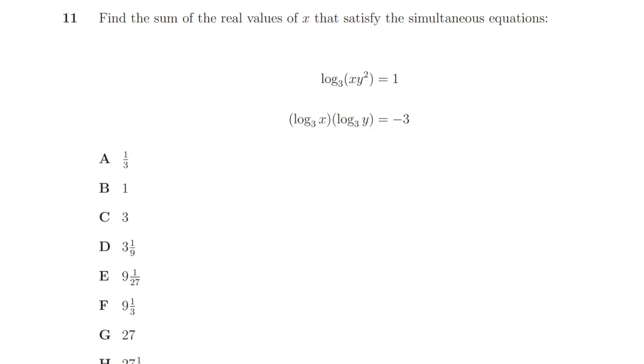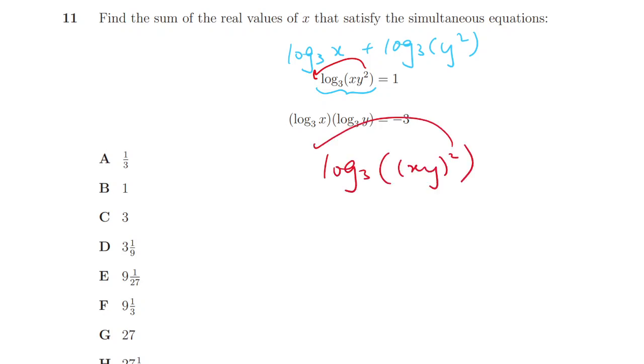Okay, so, any ideas? When you see logs, you think of your log rules, yeah? So, let's execute some log rules. You could separate this into log 3x plus log 3y squared. Now, careful, you cannot take the 2 out directly, because the 2 is not applicable to the x. If it was log base 3 of xy all squared, then you could take the 2 out. So just be careful there, don't do joke maths.